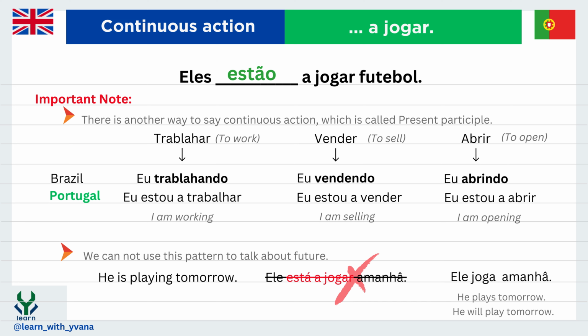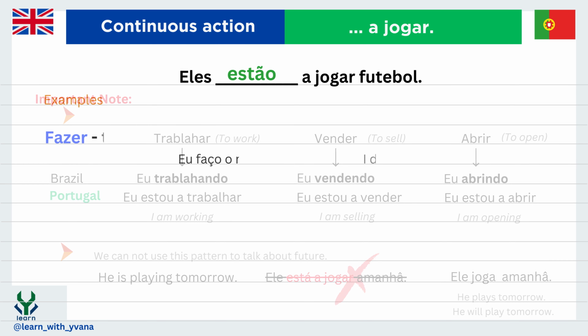And the second note is that we cannot use this pattern to talk about the future. That means this pattern works only for the current action. If we have to say he is playing tomorrow, we cannot say ele está a jogar amanhã. Instead, we have to use the simple present form with amanhã. Ele joga amanhã. He is going to play tomorrow or he will play tomorrow.